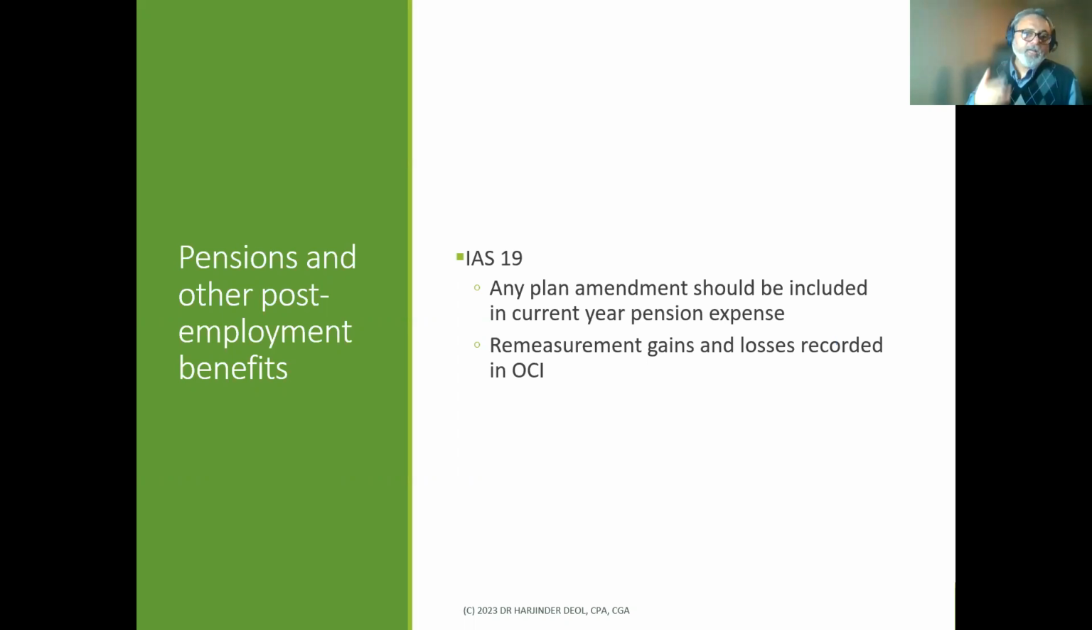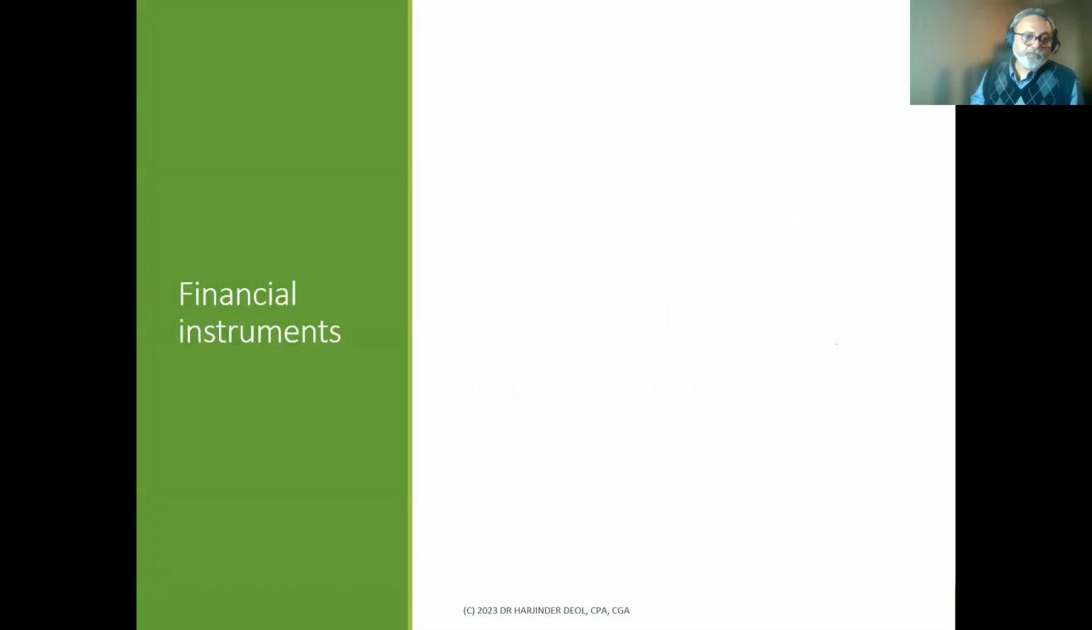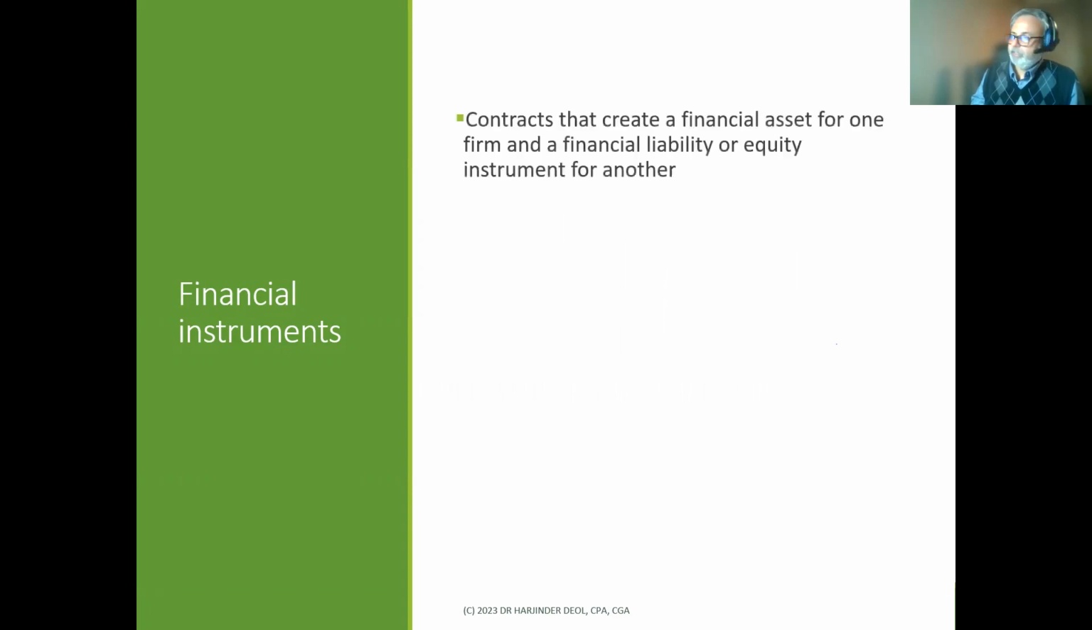But much of what I talked about so far has already been covered in your intermediate courses. So next piece is looking at financial instruments and accounting standards for reporting derivative financial instruments as well as primary. The definition of a financial instrument is something that you would have picked up initially in intermediate accounting.